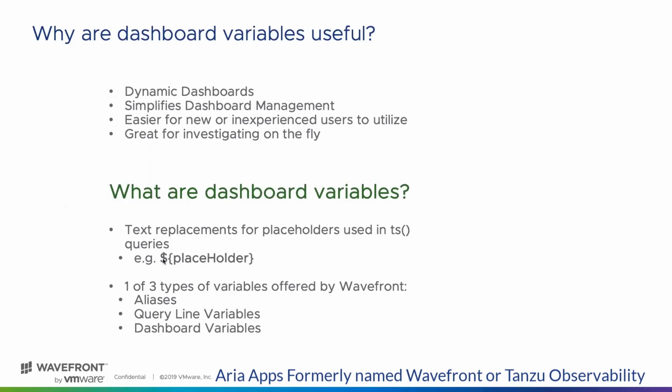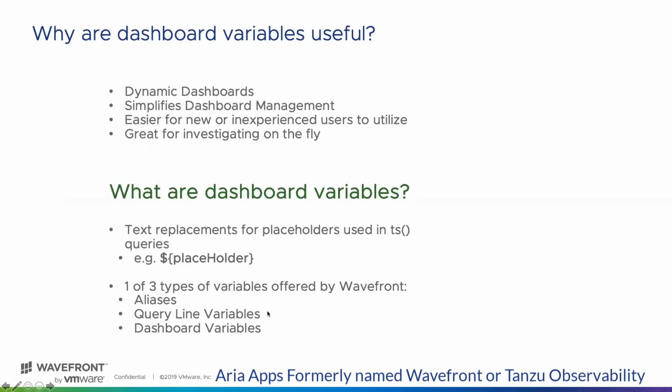The way these basically work is you define a variable at the top of a dashboard and you give it a variable name, and the selection that a user makes of that variable can then be accessed by any charts by referring to it with, this is how you do it in the query, it's $ curly brace and then the name of the variable. If you remember from yesterday, this is exactly the same syntax that is used for query line variables.